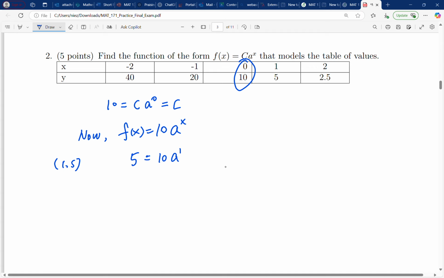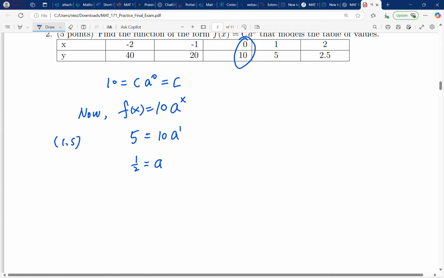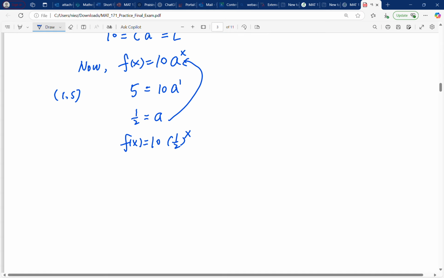So here both sides are divided by 10. You get a is 1/2. And then you plug a into the function. You will find f of x equal to 10 times 1/2 to the x. And I see some of you make this mistake, like 10 times 1/2. Sorry, this is very funny for me, so I have to laugh. So you get 5 to the x.